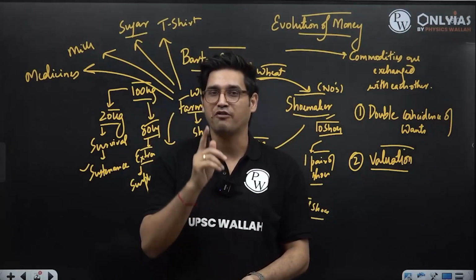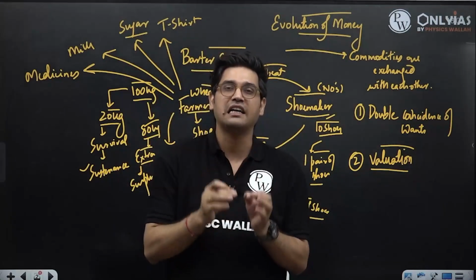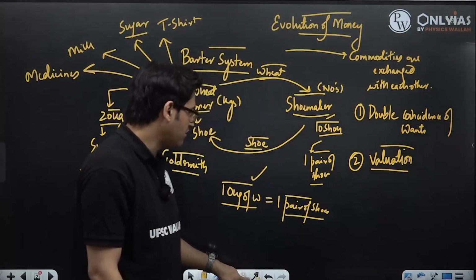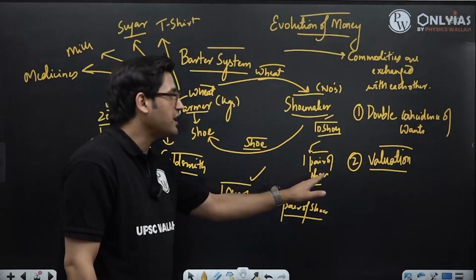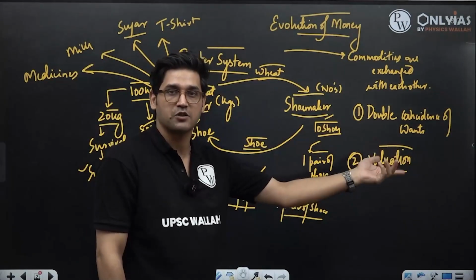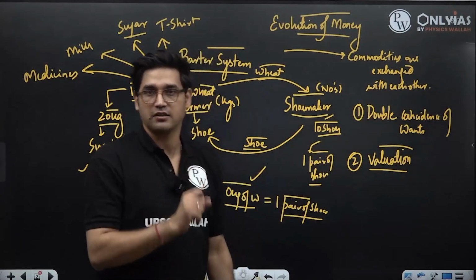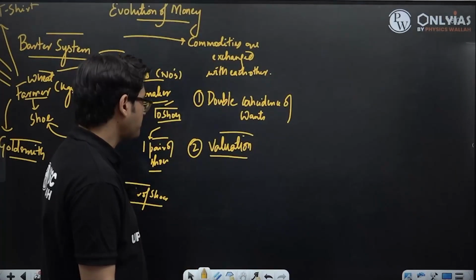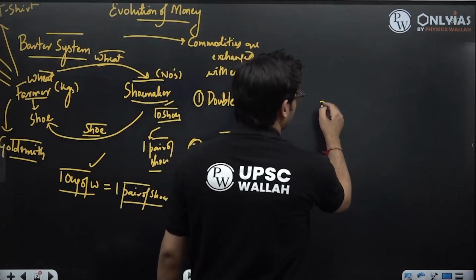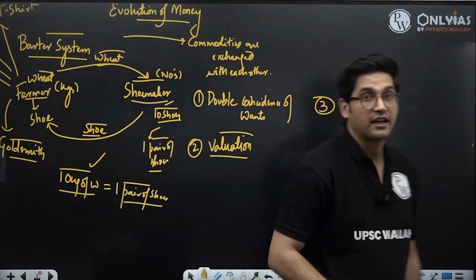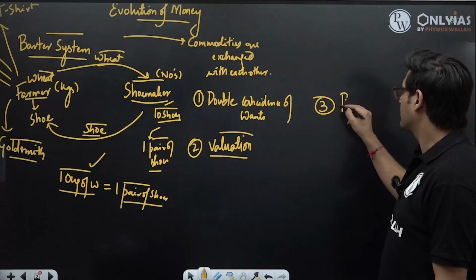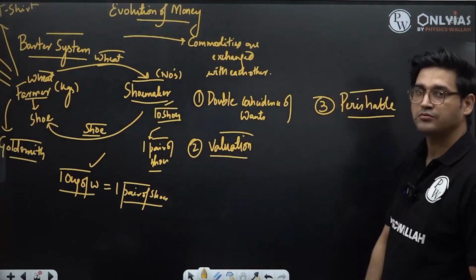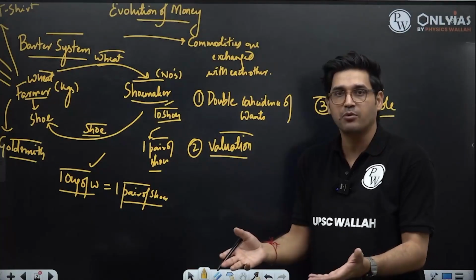That is the problem of convenience. It is a highly inconvenient system when you have to express the value of commodities in the form of other commodities. This was the second big problem of the barter system. What was the third big problem of the barter system? The third big problem of the barter system was that some items are perishable. Perishability. That's a big problem.